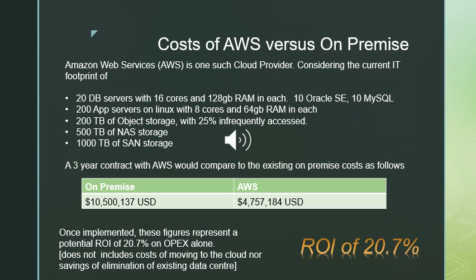On-premise would cost 10.5 million USD on that 3-year period, whereas AWS would charge 4.7 million USD. Once implemented, these figures represent a potential return on investment of 20.7% on an OPEX alone budget. However, note, these costs do not include the cost of moving to the cloud, nor does it count the savings of elimination of an existing data center.